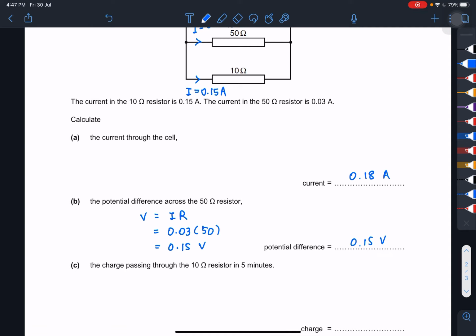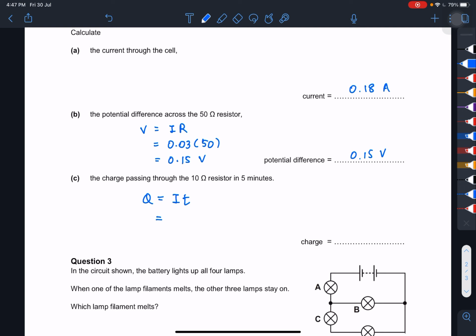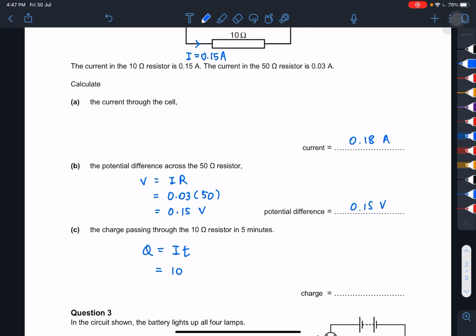Last but not least, the charge passing through the 10 ohm resistor in 5 minutes. So we'll need to look at the charge formula. Q equals IT, so charge equals current times time. The current is 0.15 ampere, and the time t is 5 minutes. We have to convert back to standard units, so times 60. So here we will have 0.15 times 5 times 60. So this is actually 45 coulombs.